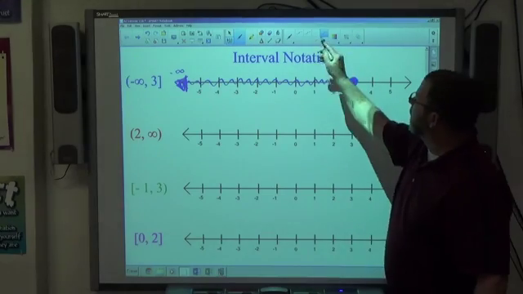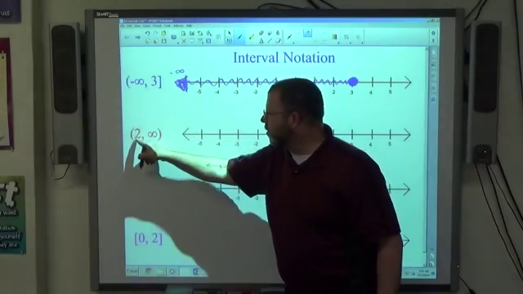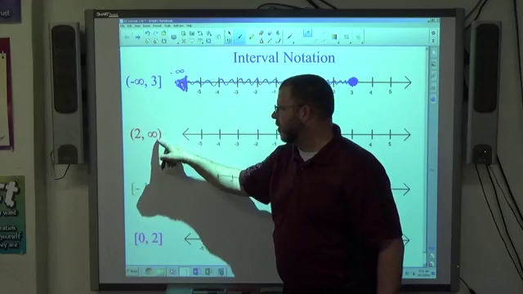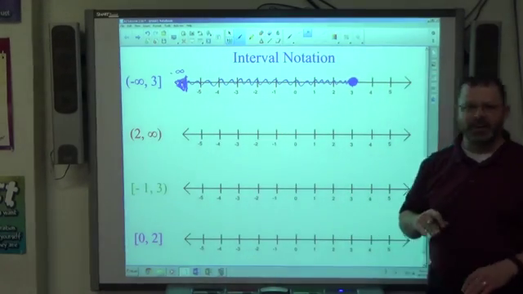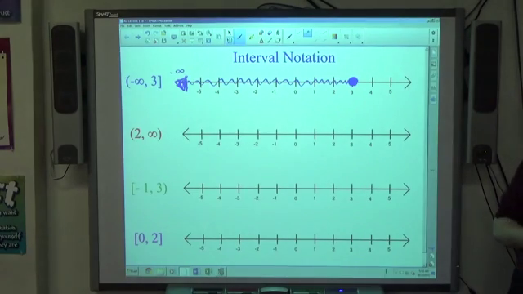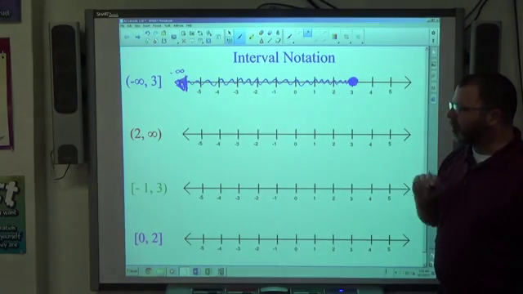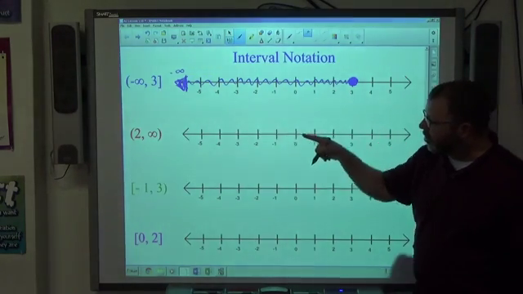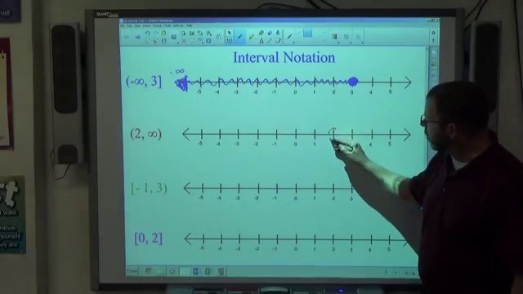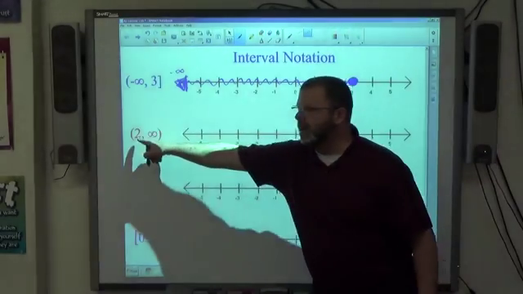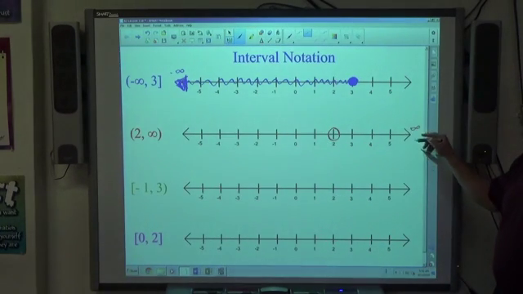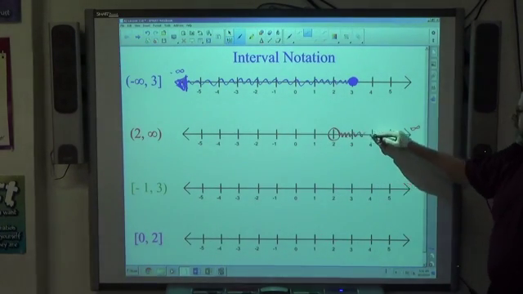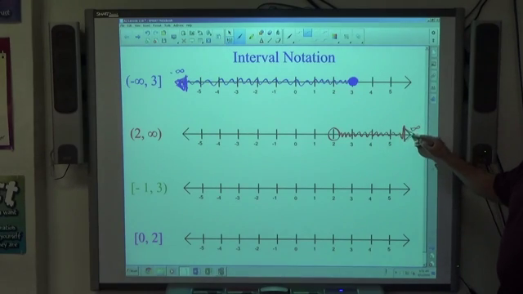All right, if you take a look at the second one, we're going from 2 parentheses to infinity parentheses. Oh, by the way, infinity always gets parentheses because you can't include infinity. Infinity is not a specific number, it's an idea. So I always put a parentheses on infinity. But if I'm going from 2 to infinity, I'm going to put an open circle at 2 because it does not have the bracket. It means do not include 2. And I'm going to go all the way to infinity. Infinity is over here, so I'm going to shade off this direction and make the arrow nice and bold going that direction.